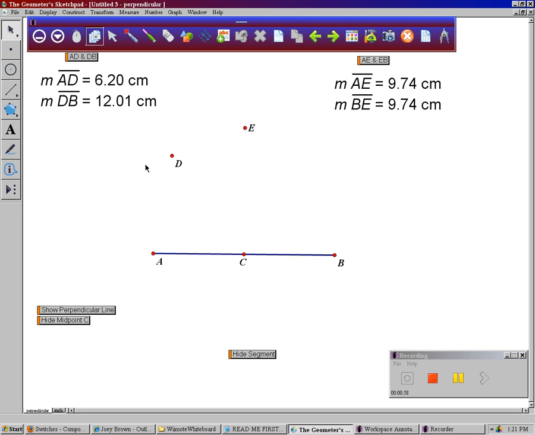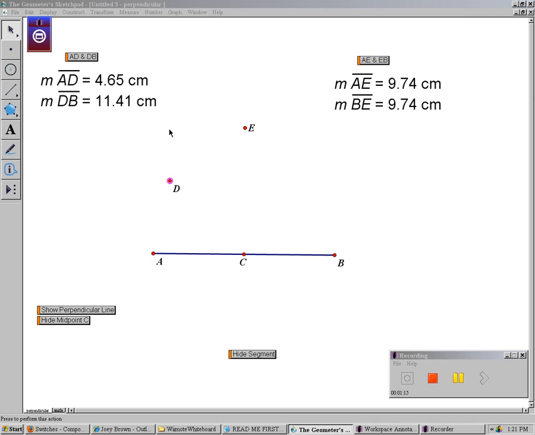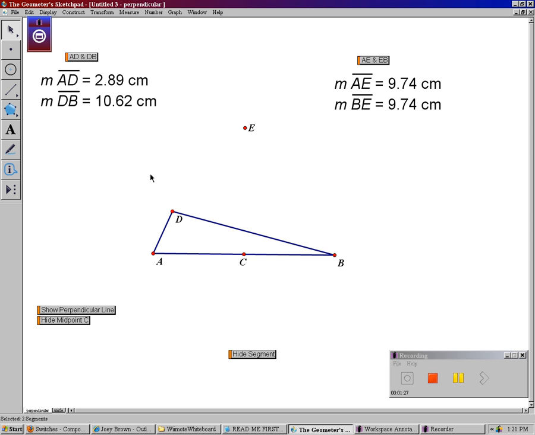Now let's say I take the distance from D to A. As you see, as I move this point D around here, right now the distance from A to D is 2.89, and the distance from D all the way down to B is 10.62. If you'd like to see the segments, there they are. As you can now understand, as I get further away from B, I'm also getting further away from A, and they are nowhere near the same.